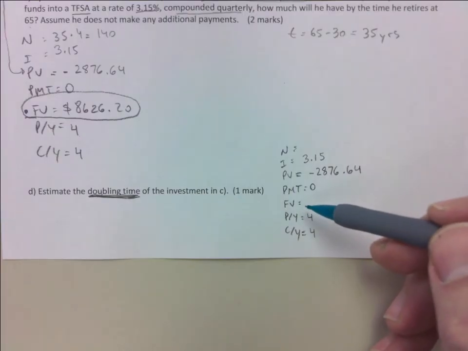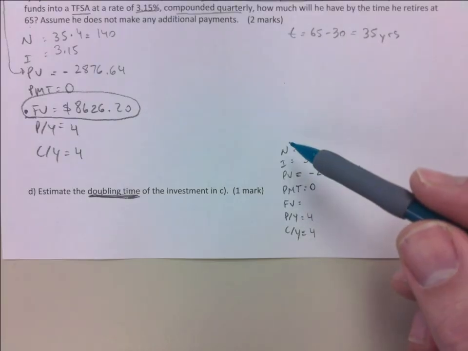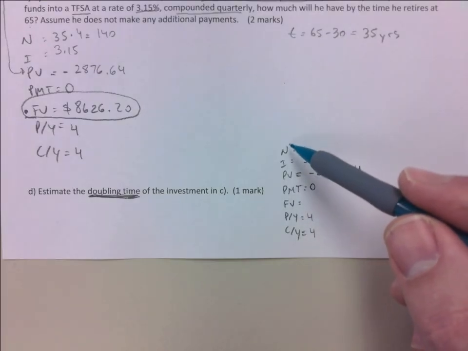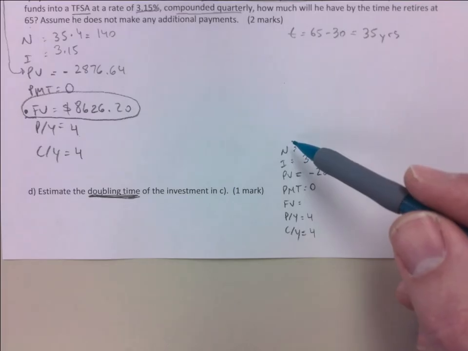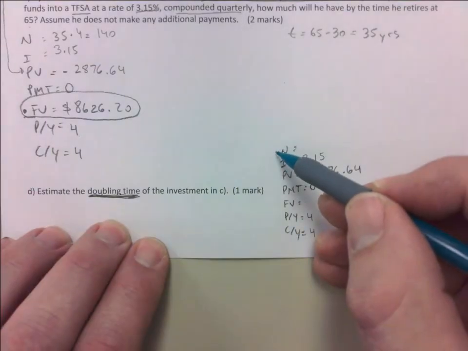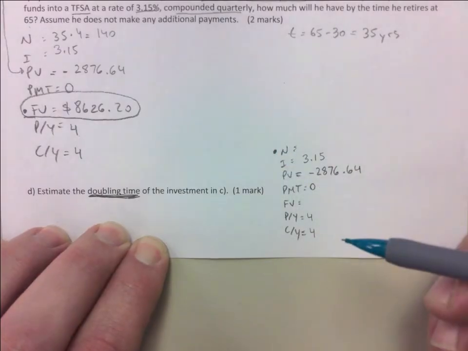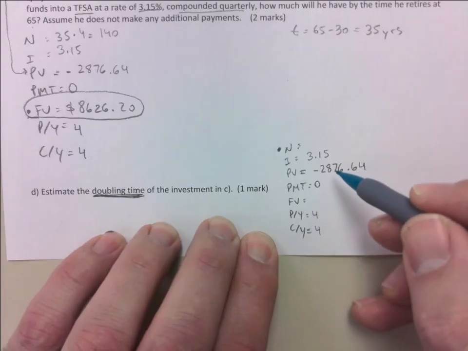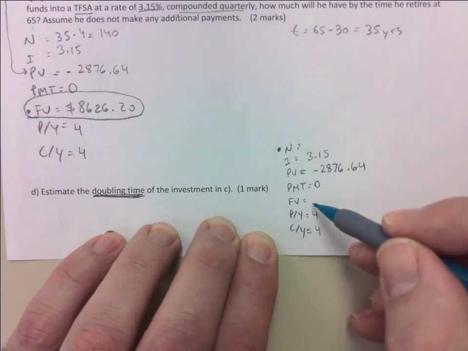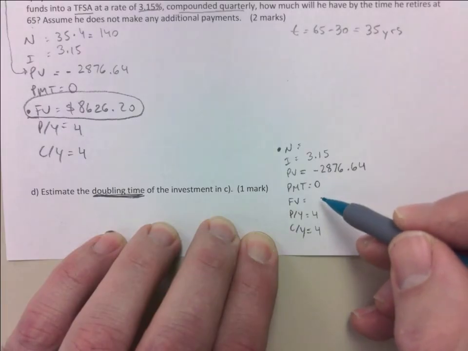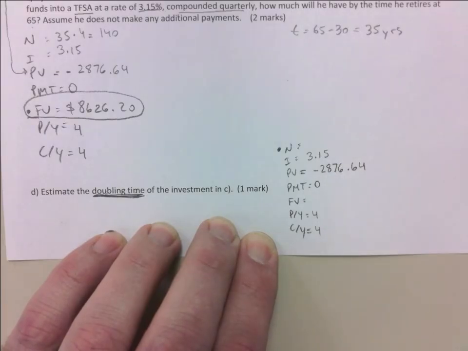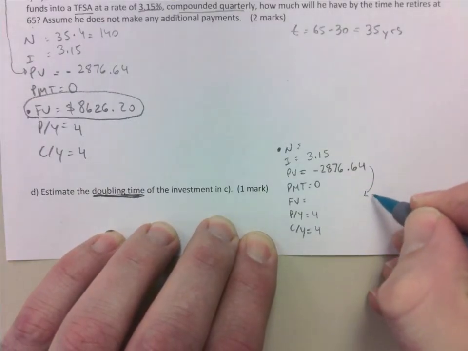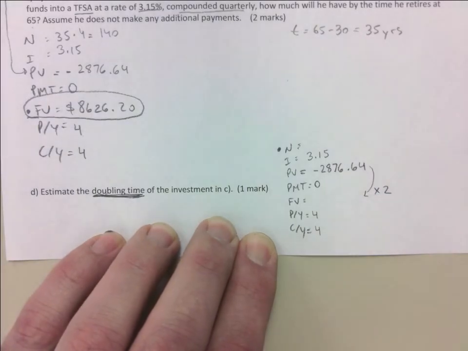Where is time found? Where am I going to be able to get my time? In N, correct? N is where time is hidden. So that's the one you need to solve for. What am I going to put in for future value? What are we going to do to this number to put in here? We're interested in it doubling. 2, right? So we're going to take this, we multiply this by 2.